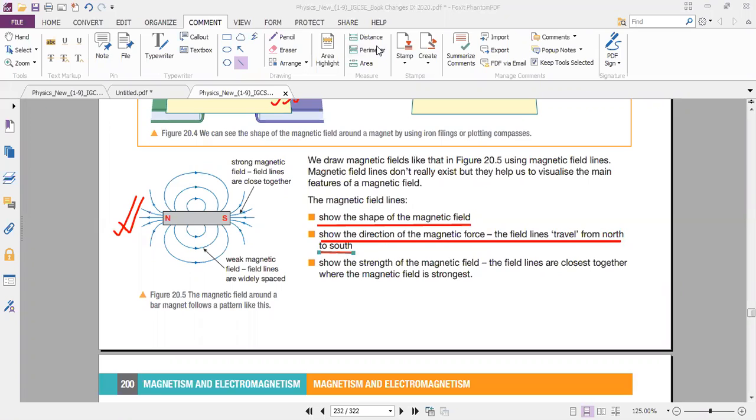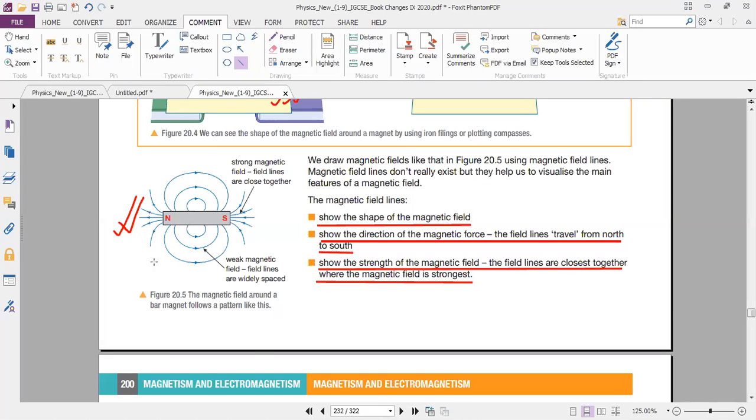So I repeat once again. The magnetic field around the bar magnet has some properties and characteristics. It shows the shape of a magnetic field, the direction of the magnetic force from north to south, and the strength of the magnetic field. Remember, where the field lines are closer, the magnetic field is stronger, and where the field lines are further apart, the magnetic field is weaker in that space.